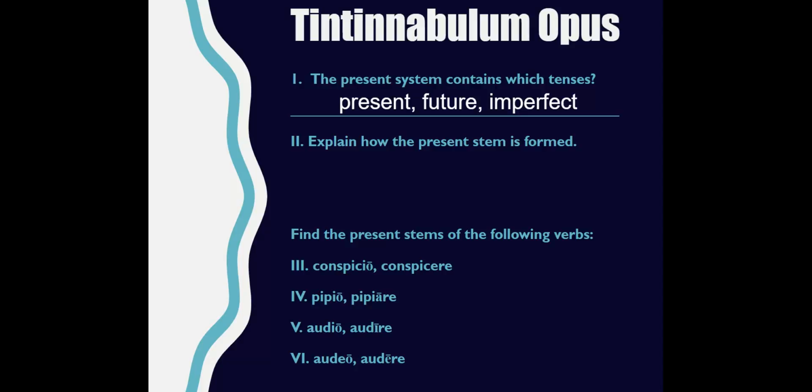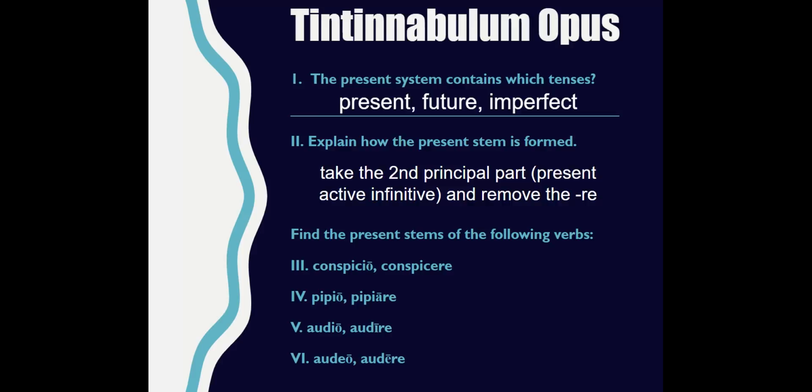Then we do a review of the present stem, and I ask you to explain how it is formed. So the present stem is formed by taking the second principal part, which is also our infinitive, and removing the RE. The stem of the word plus the theme vowel is our present stem.